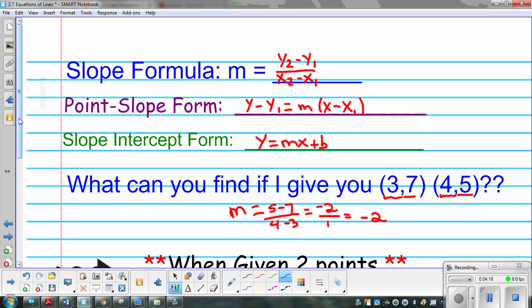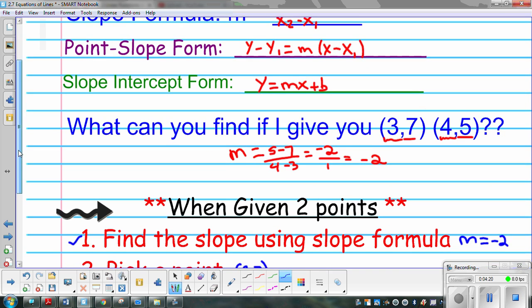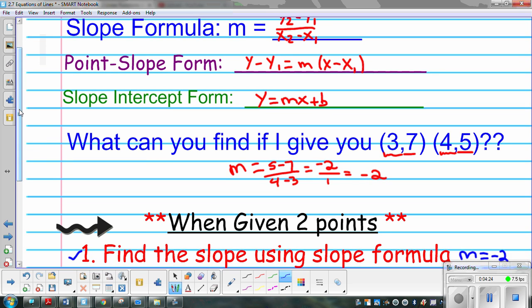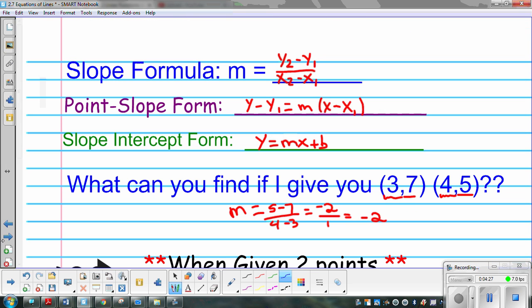Now this sums up all of today's lesson in a nutshell. If you are given the coordinates of 2 points, the first thing you do is find the slope using the slope formula. Once you have found the slope, you pick a point.